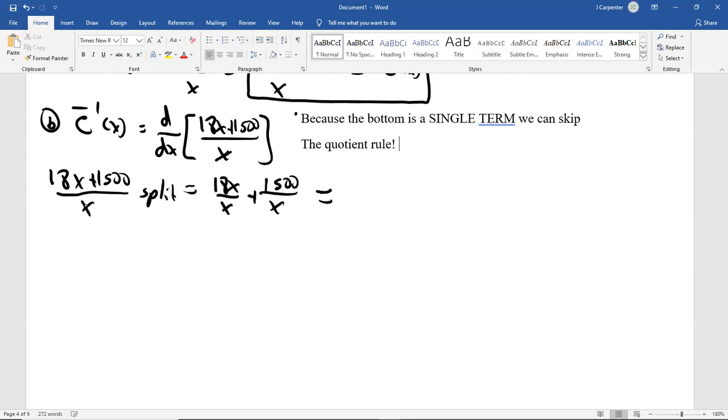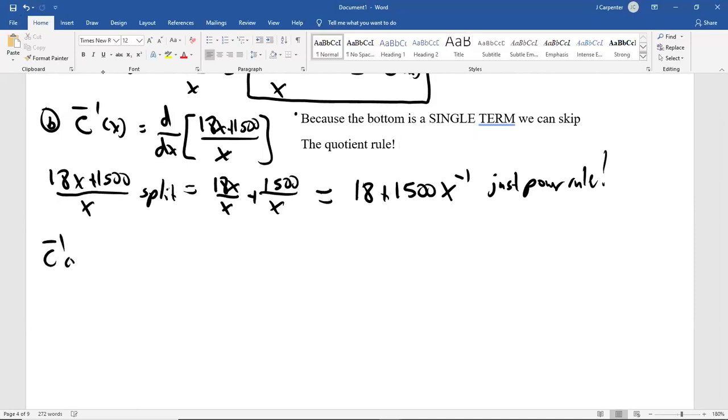Then we can simplify. The x's cancel with the 18, so that's just 18 plus. And we know we're going to end up taking a derivative of this, so let's bring the x to the top. So that's 1500 x to the negative 1. That was an x to the positive 1 in the bottom, so we make it a negative 1 in the top. So this is avoiding the quotient rule. Now it's just the power rule when we go to take the derivative.